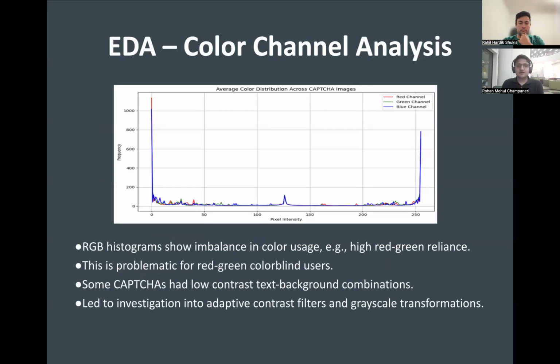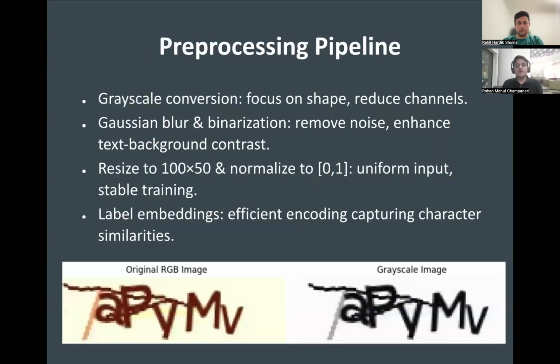For example, this is one of our methods of EDA. We worked on color channel analysis. We can say that RGB histograms reveal heavy red-green bias, problematic for colorblind users, and poor text-background contrast. This led us to add adaptive contrast filters and a grayscale path.